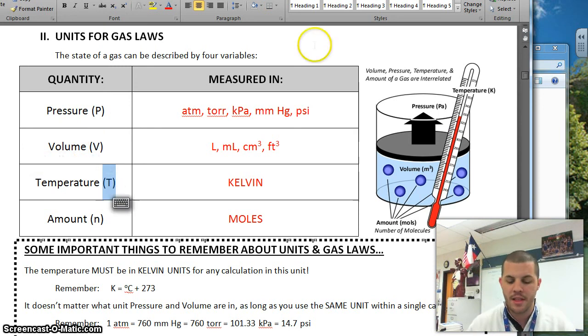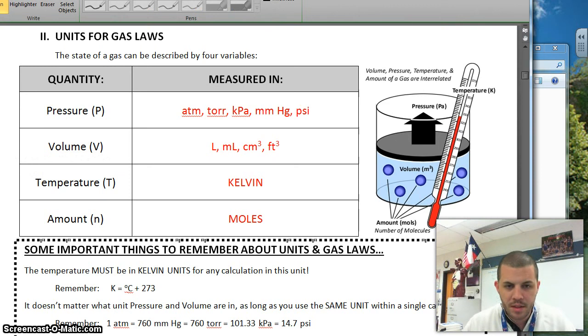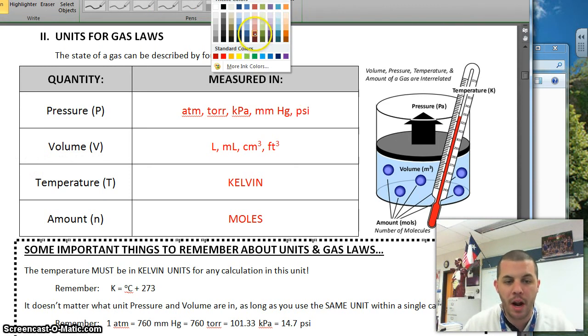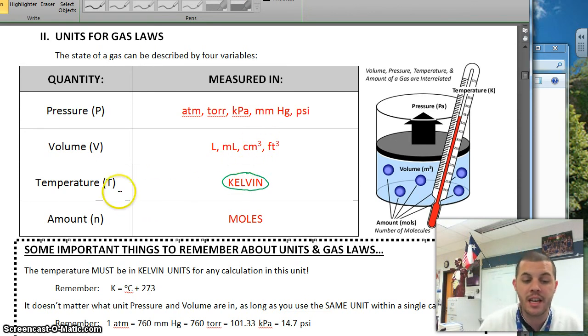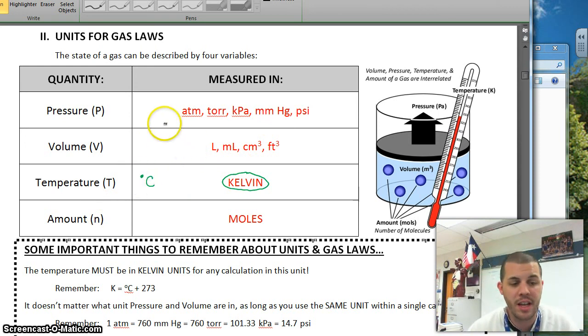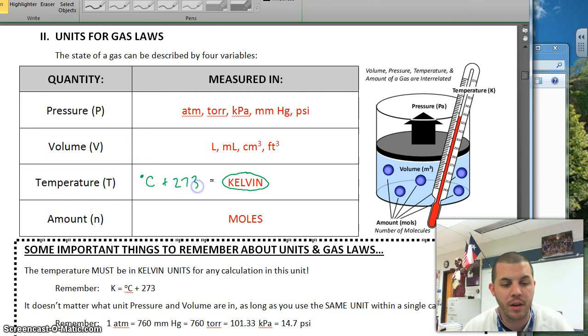However, the temperature for all of these problems, guys, has to be in Kelvin. It 100% has to be in Kelvin. Now, a lot of the problems are going to give you degrees Celsius, and then you'll have to convert to Kelvin. If you've got something that's 25 degrees Celsius, if you add the number 273 to it, it'll give you the Kelvin. So 25 plus 273 would be 298 Kelvin.